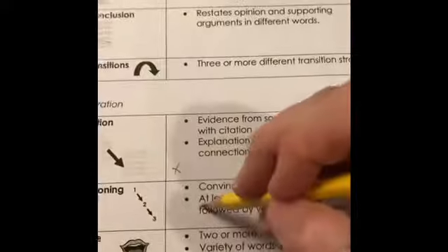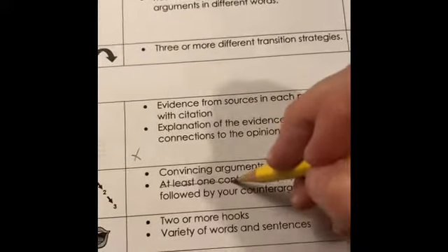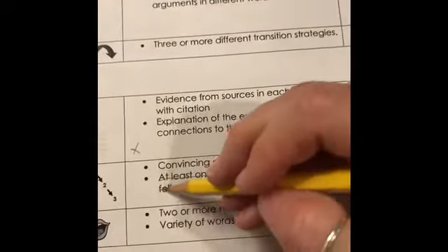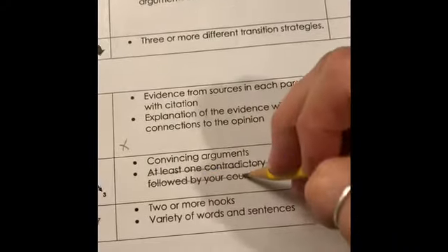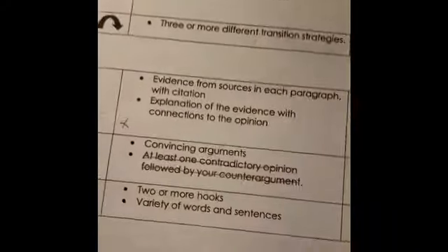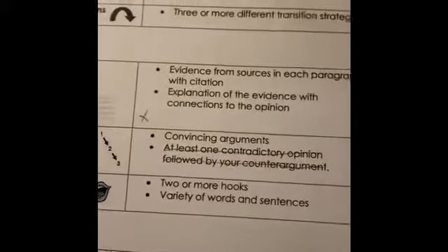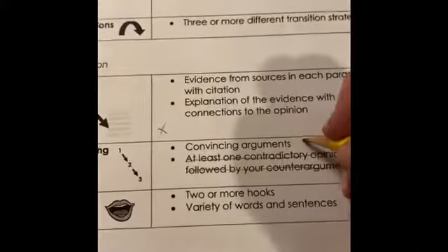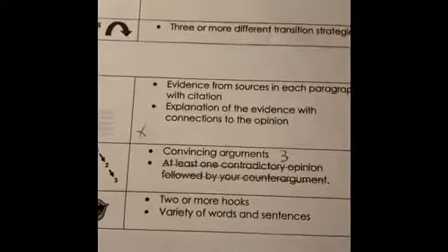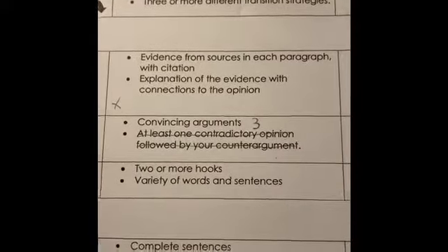You are not going to need to do this, so go ahead and draw with a pencil a line through that. Don't make it too thick, you will need it later, okay? You're not gonna need that right now. But you do need convincing arguments, and you need 3 of them. So write a 3 by that, okay?